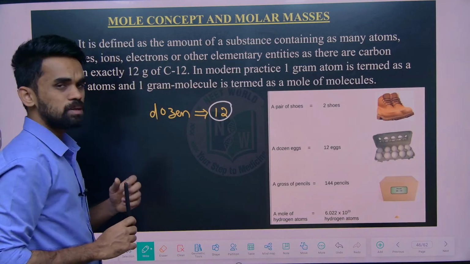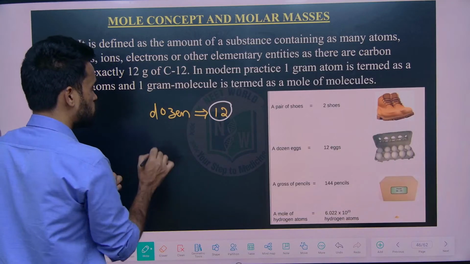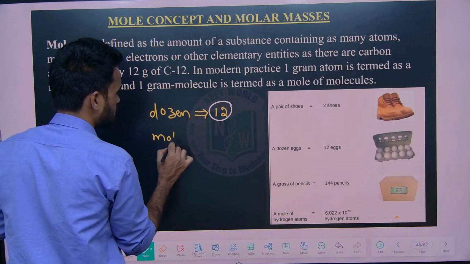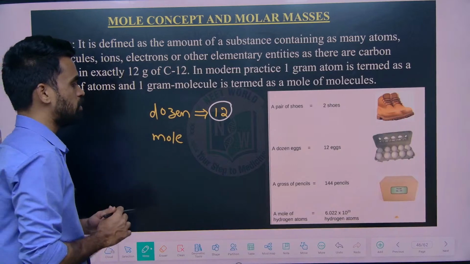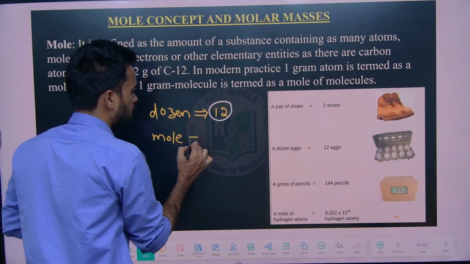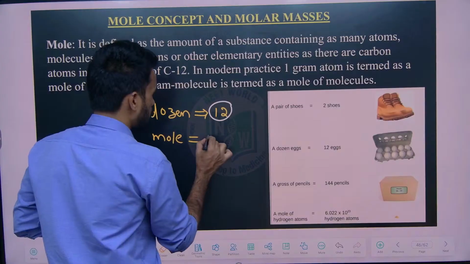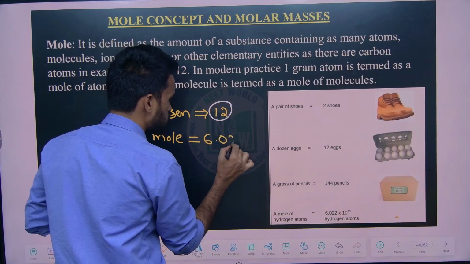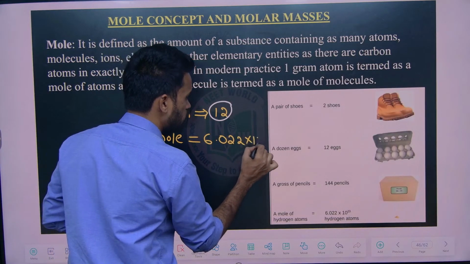Similar to this, in chemistry we use a term, mole. So what is this? Mole is a term we use to indicate this many particles, 6.022 into 10 power 23 particles.